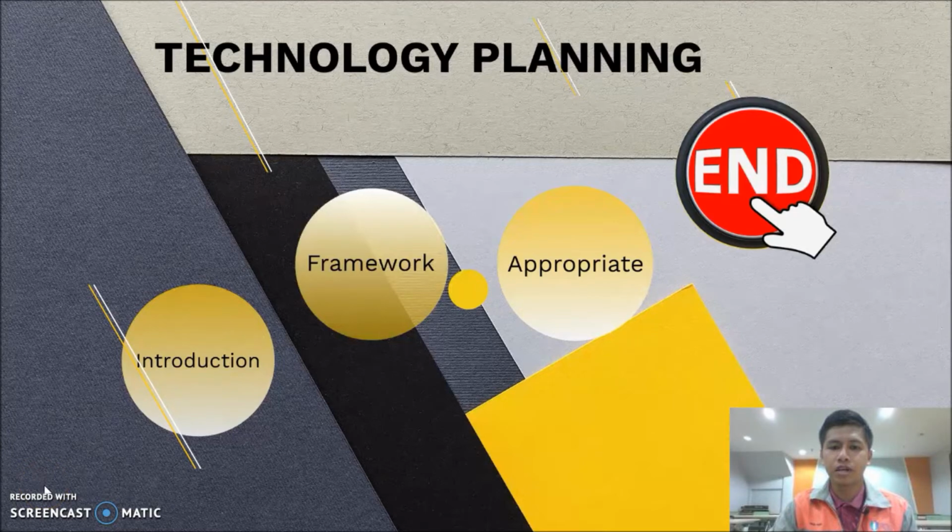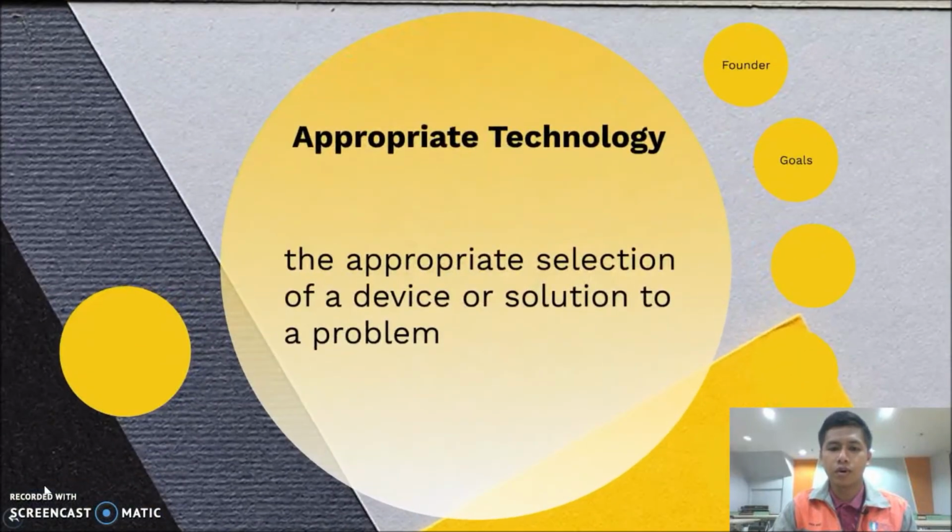Next, I will explain appropriate technology. What is appropriate technology? Appropriate technology is the appropriate selection of a device or solution to a problem based on the individual needs of an area or a population, which generally utilizes simple and user-friendly products or systems.